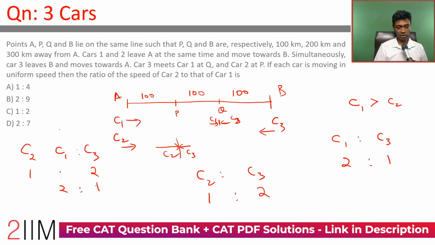And so this 2:1 can be written as 4:2, or the ratios are 1:4:2. Car 2 to car 1 is 1:4. This is the answer. Right? These two meet here, ratio of the speeds is 2:1. These two meet here, ratio of the speeds is 1:2. So once you know the ratio of the speeds between 1 and 3 and 2 and 3, you can find the ratio between 2 and 1. Very simple question. We don't need a heavy duty speed, time, distance. We're just simply thinking of it as ratios, nothing more than that.